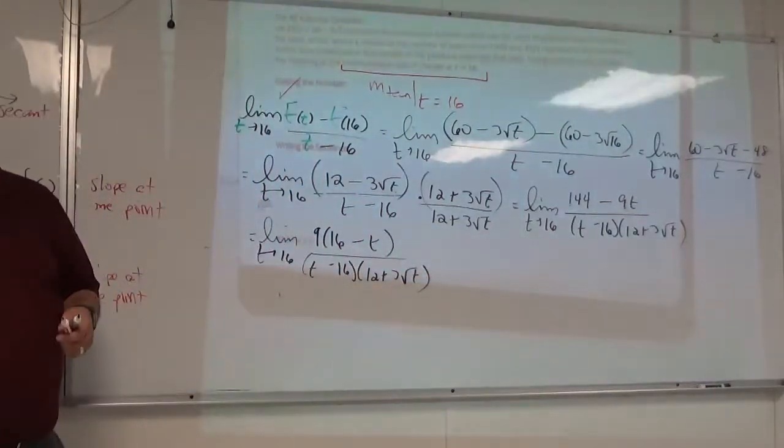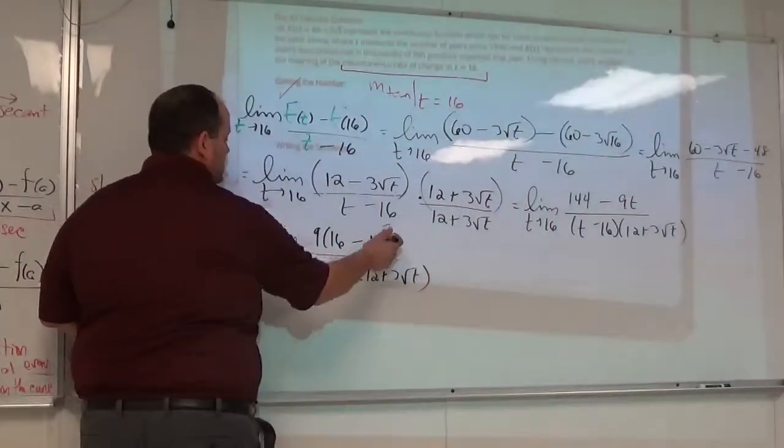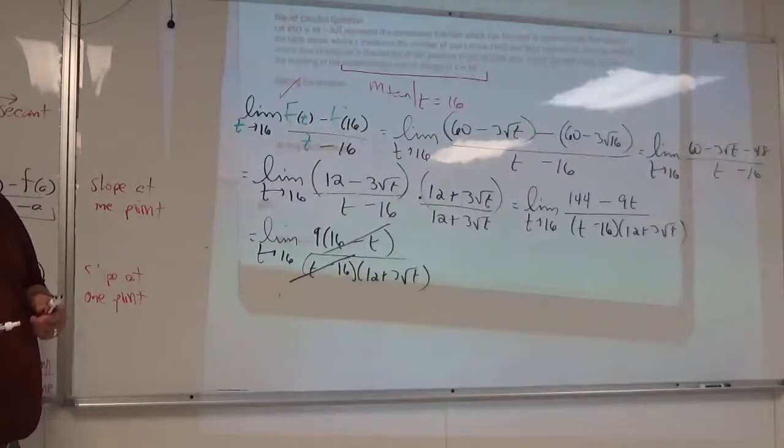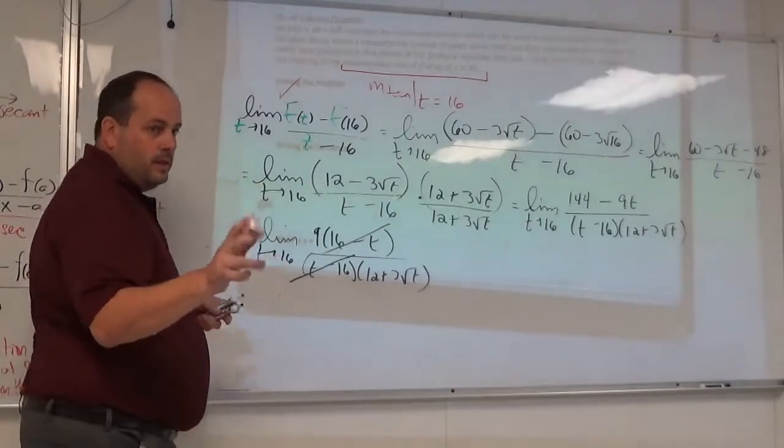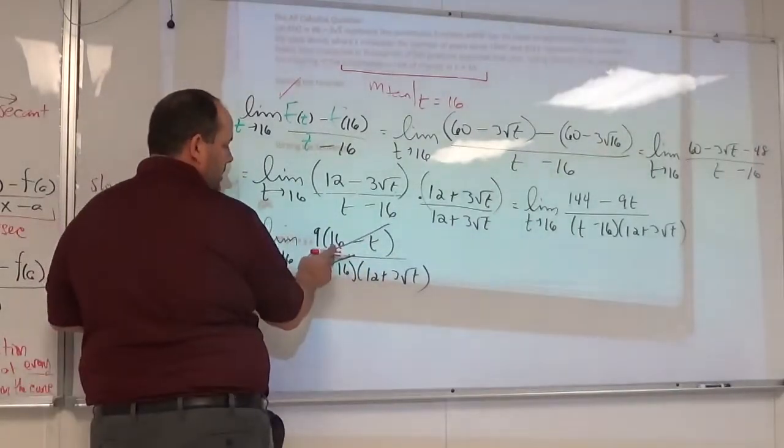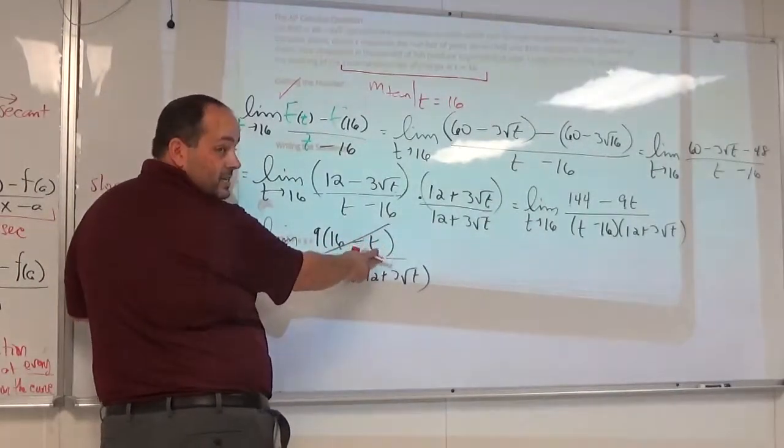And now we cancel. T minus 16, 16 minus t. No. What's wrong? Because the first one is positive 16, and the one with a positive 16, negative t, and then the second one?